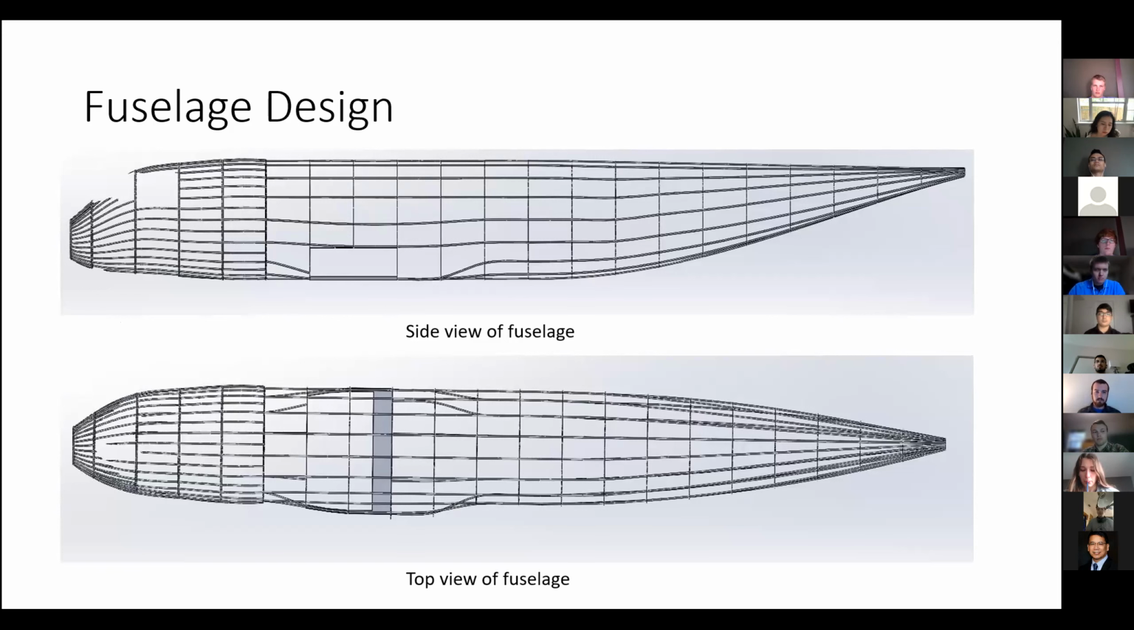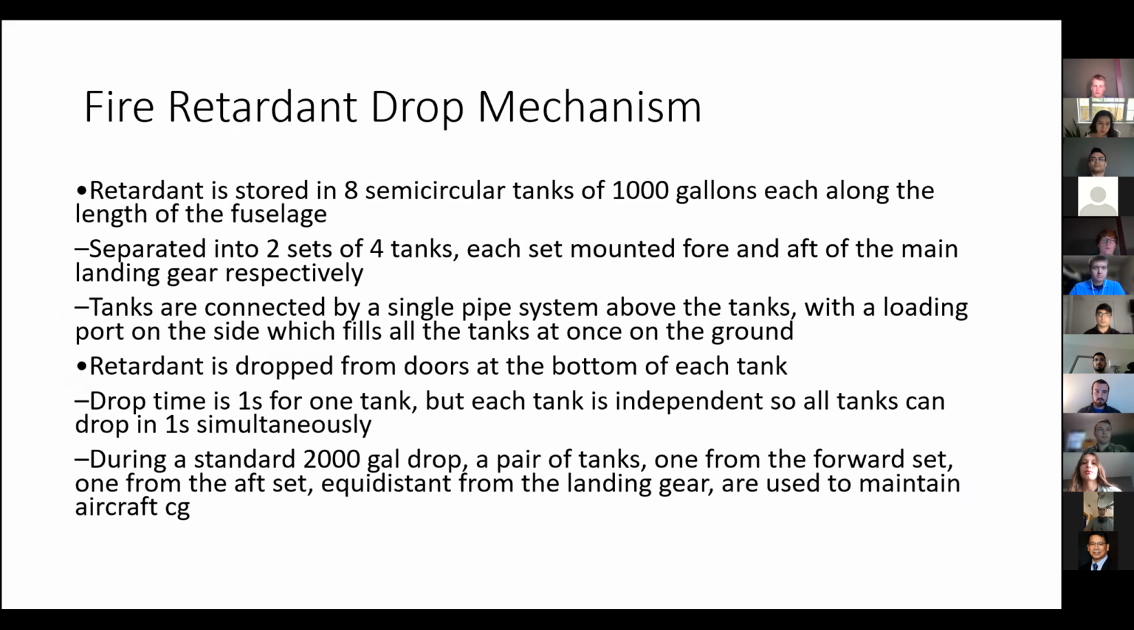And so for the fire retardant drop mechanism, the way it works is we have 8 tanks of 1,000 gallons each, and they're separated into 2 sets of 4 tanks. There's 2 sets of 4 tanks of 1,000 gallons each, and they're on either side of the main landing gear. And so they have a single pipe that connects to a loading port above the tanks, so they can all be loaded simultaneously from the ground.